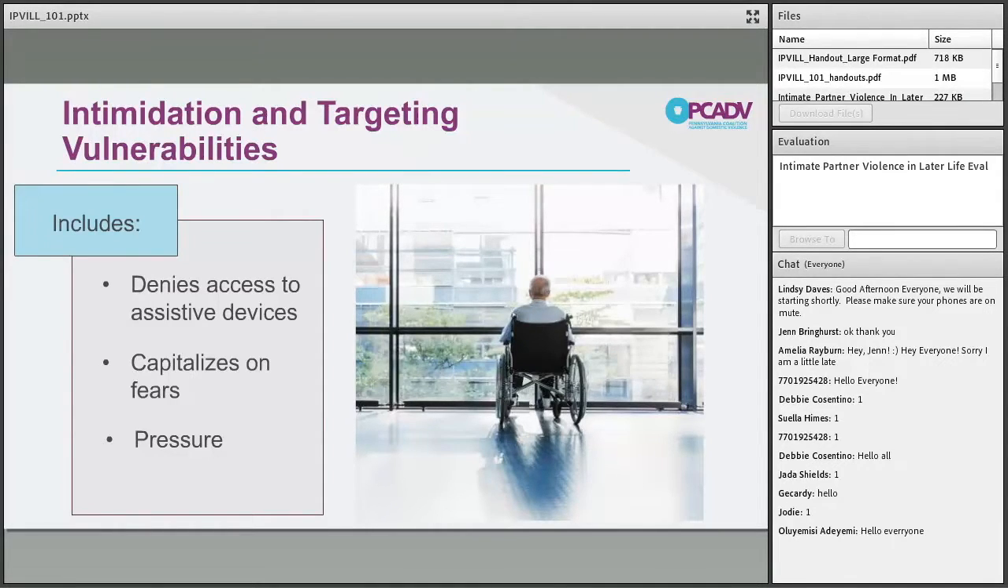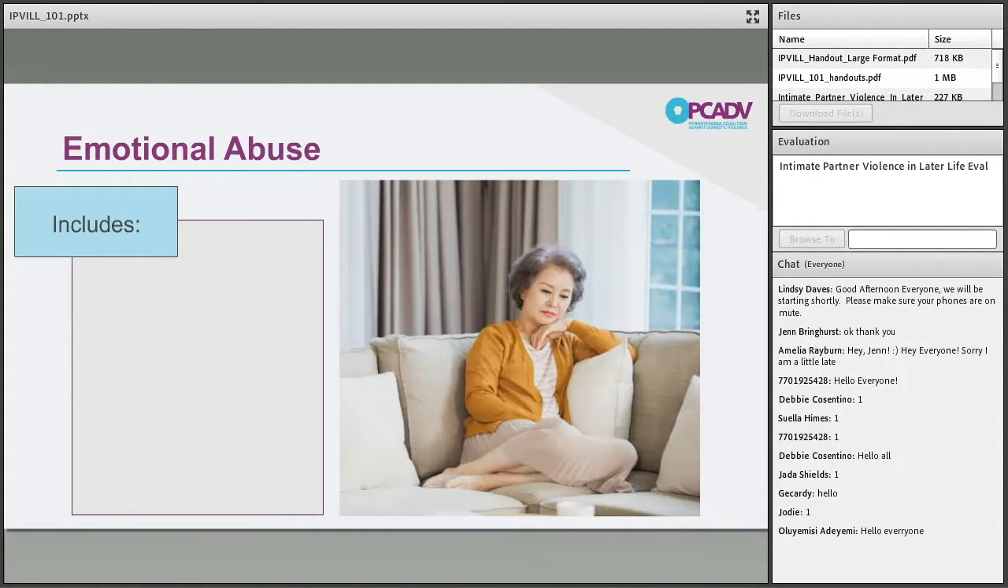Abusers that are using intimidation and targeting vulnerabilities can also refuse to follow medical recommendations and also refuse to dress the older adult appropriately, either for the weather or regarding their gender expression. So those are also some really critical tactics that can be used in this life. So when we're talking about emotional abuse of older adults, this can include threats to withhold hormones, like testosterone injections for transgender or non-binary older adults, or withholding other non-gender specific medication like insulin, painkillers, high blood pressure medication.